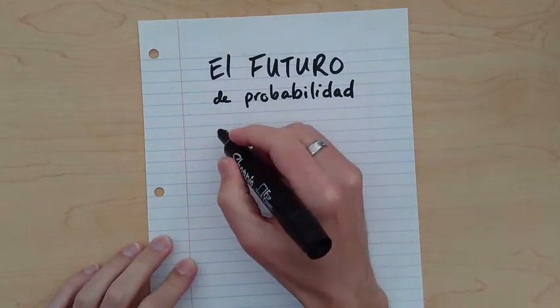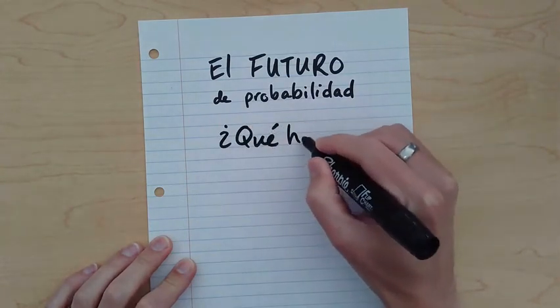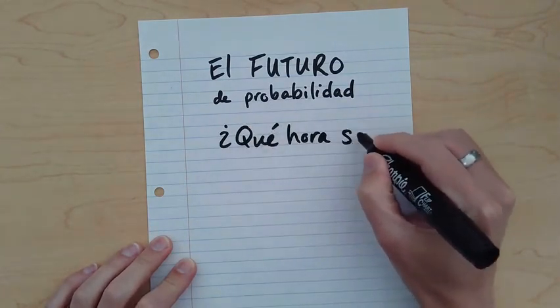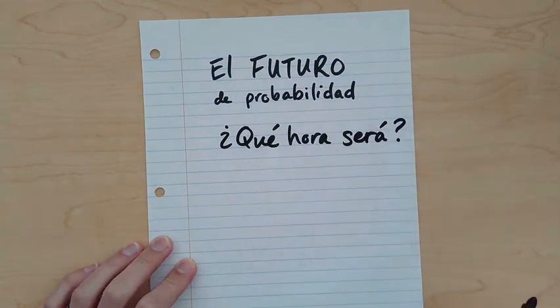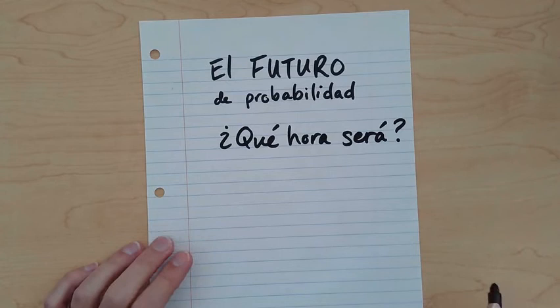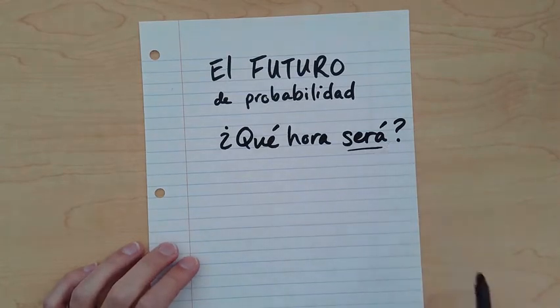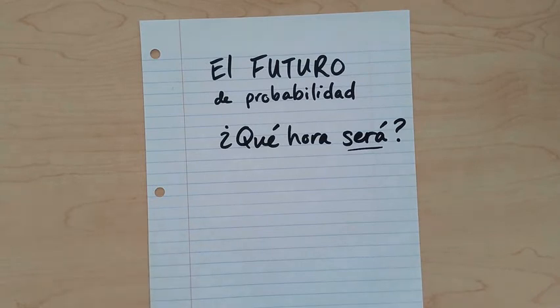The book gives you this example. ¿Qué hora será? Now, you would read that and say, what time will it be? But in fact, this is not the future, but the future of probability. The book translates this as, I wonder what time it is.